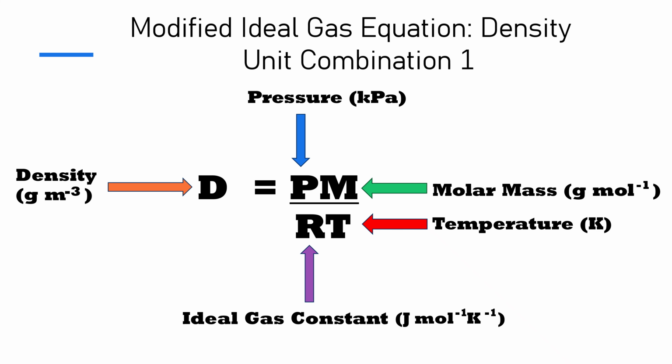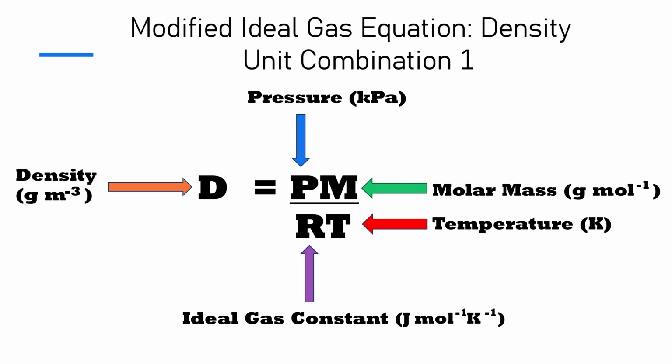Quick reminder, molar mass is the mass of 1 mole of a substance, and we'll go through why this variable has been added to the equation in a bit. But first, I'll quickly explain why we now have kilopascals as the unit for pressure within this modified version of the equation rather than pascals, which was used in the original ideal gas equation.